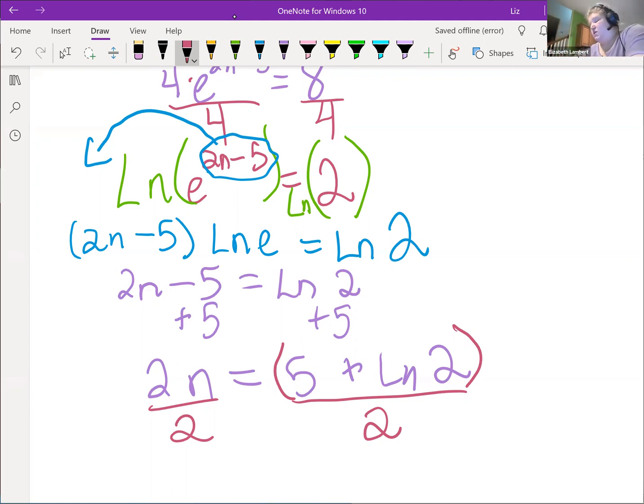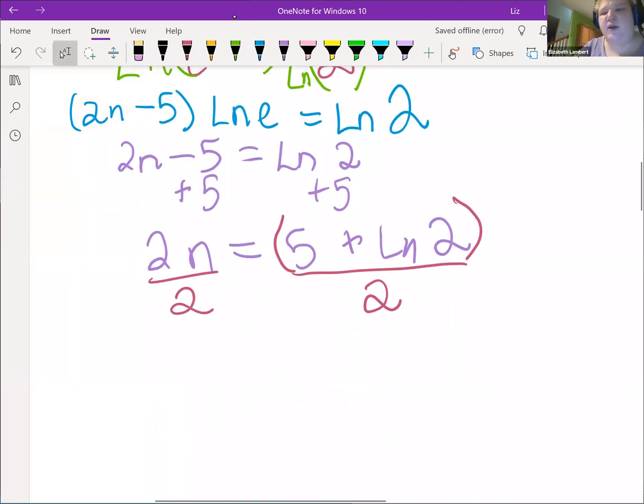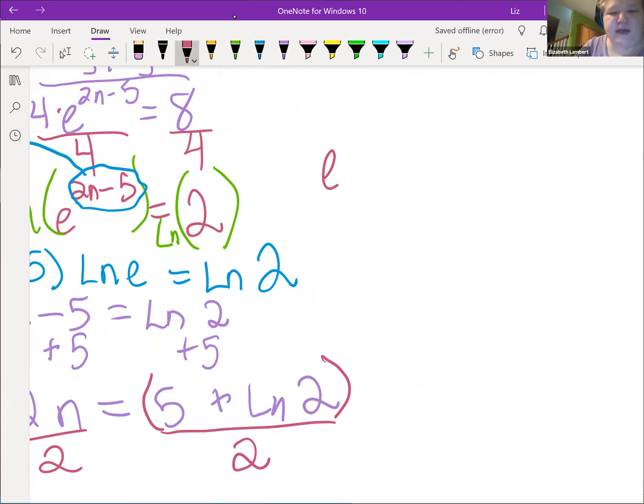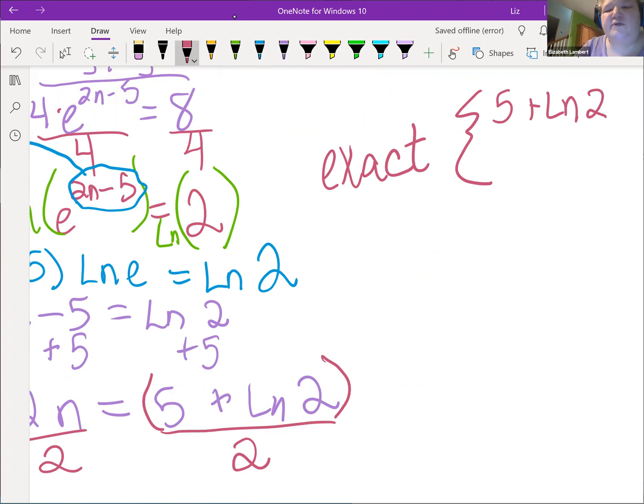So on these equations where the answer is not going to be pretty, sometimes Alex will want what we call the exact answer. And I'm putting quotes around it because that's kind of a misnomer. So here, let me add that over here. So the exact answer, or solution, since this was an equation we solved, is 5 plus the natural log of 2 all over 2.